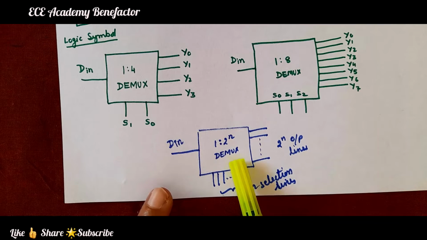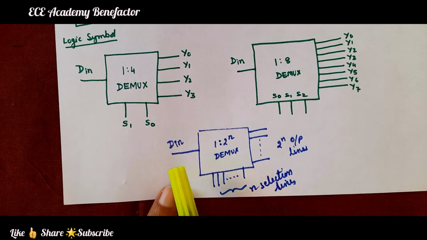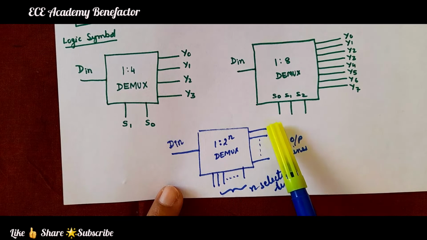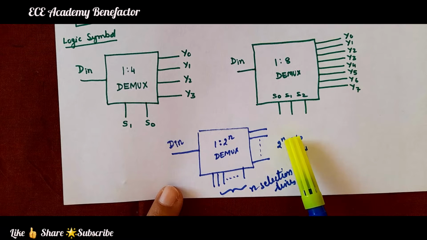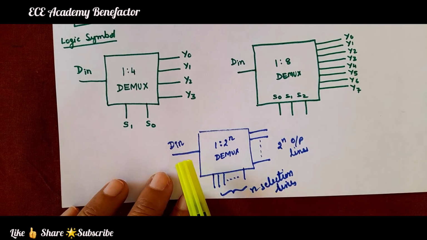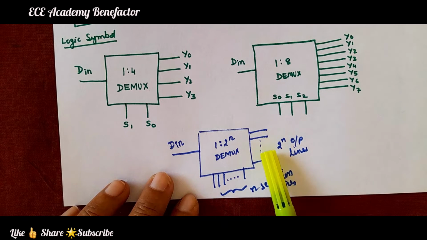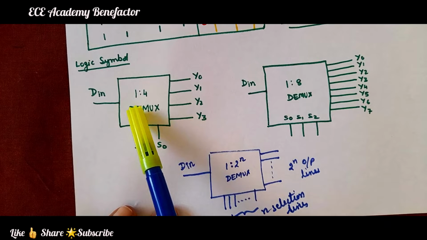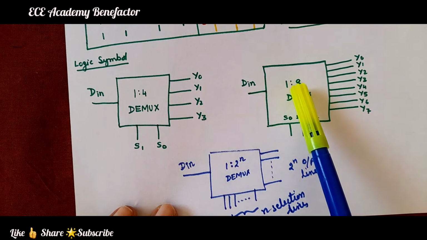Demultiplexer is a circuit which receives information on a single line and transmits this information on one of the 2 to the power n possible output lines. The selection of one output line is controlled by the value of the selection lines. So it is having 1 input, 2 to the power n output lines and n selection lines. So we can have 1:4 demultiplexer, 1:8 demultiplexer.